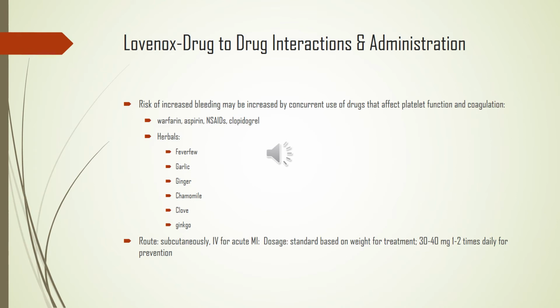Then the route: it is given subcutaneously, or IV for acute MI. That's where that multi-dose vial would come in handy. The dosage is standard and is based on weight for treatment. So they're going to maybe give 30 to 40 milligrams 1 to 2 times daily for prevention. The doctor has a formula that he looks at. He's looking at weights in kilograms, and he's going to go however many milligrams of the medication he wants to give per kilogram the patient is weighing, basically. But the standard dosing is 30 to 40 milligrams 1 to 2 times daily for prevention.